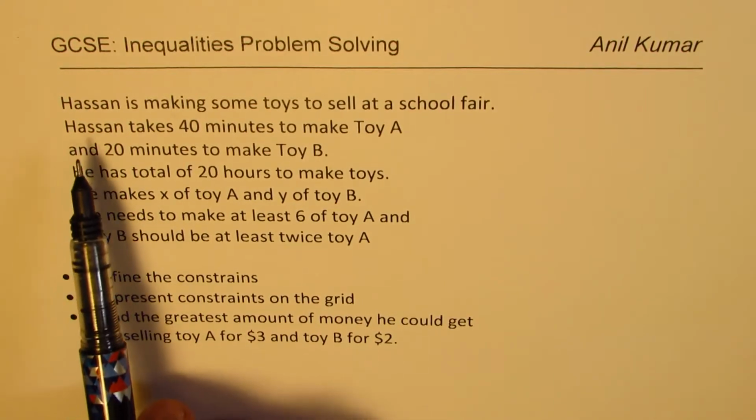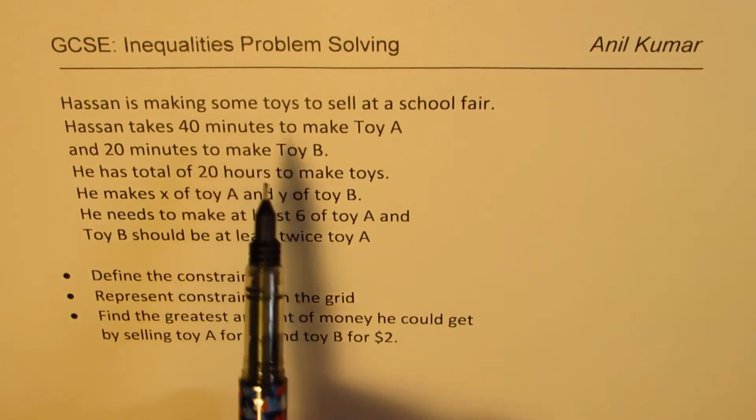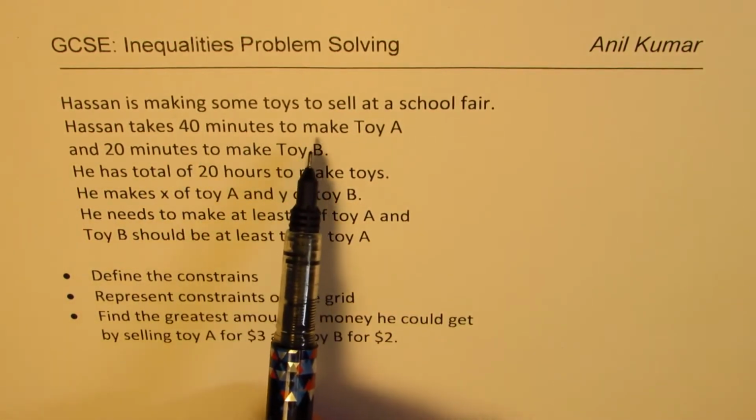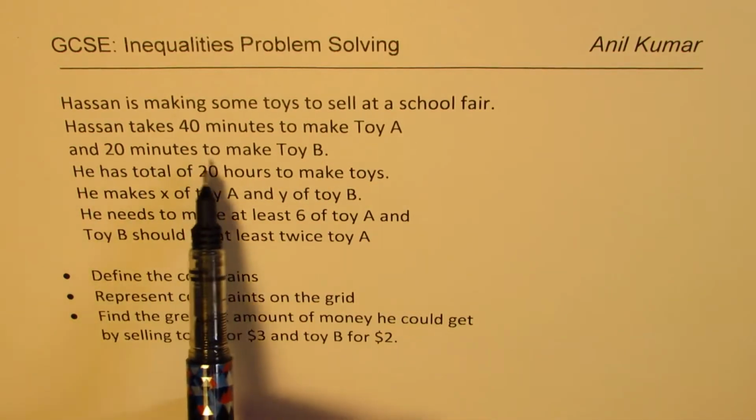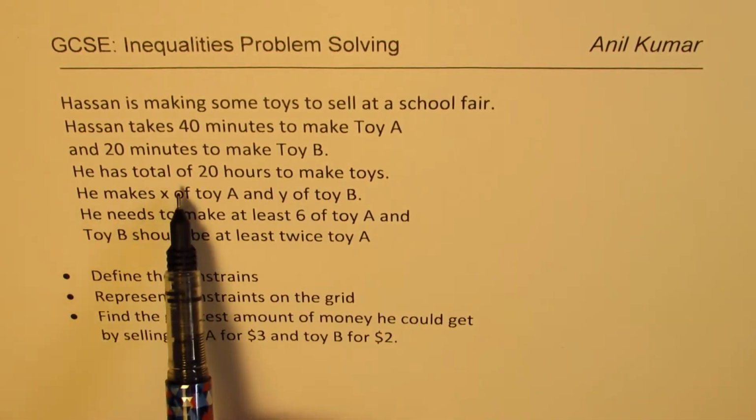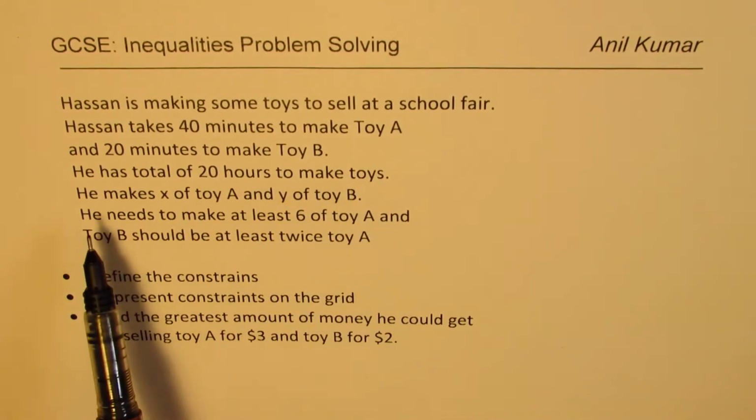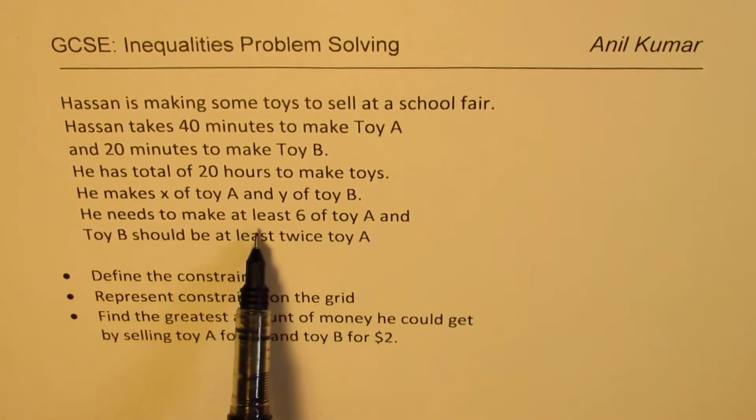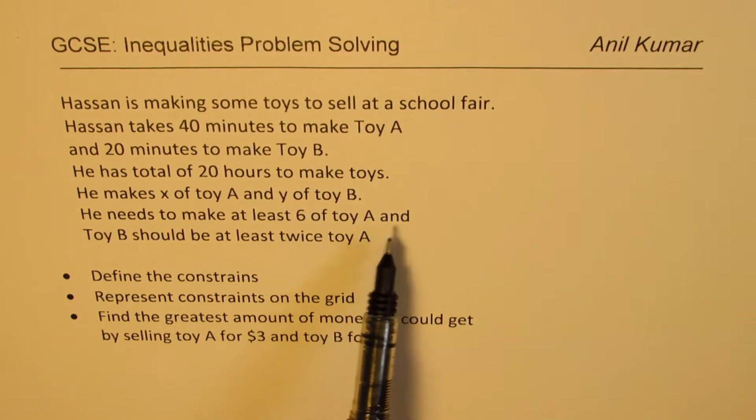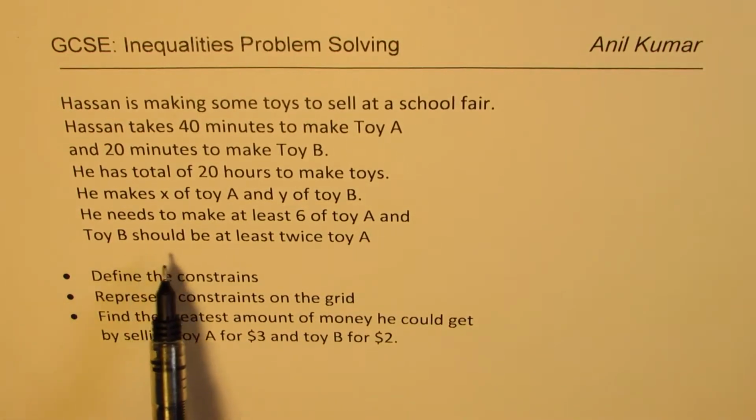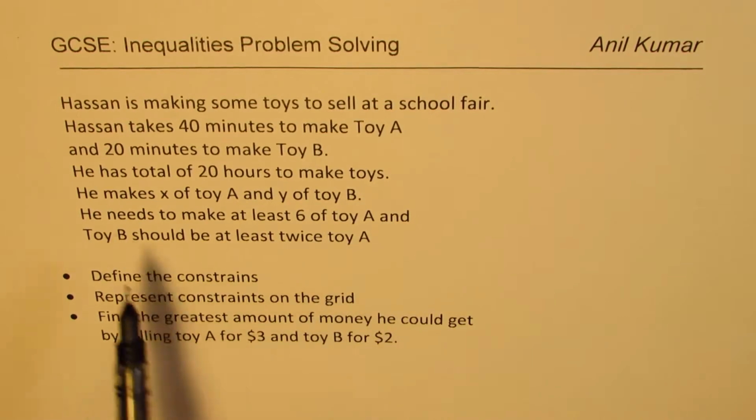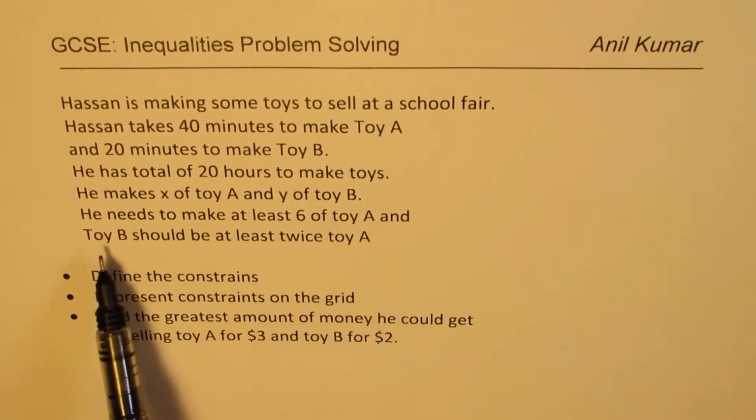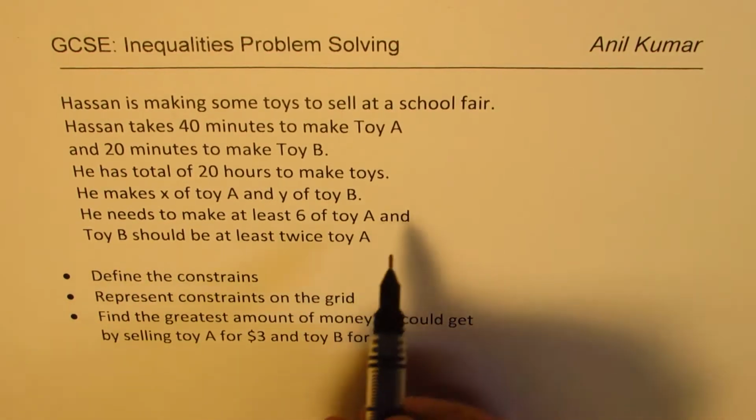The question is, Hassan is making some toys to sell at a school fair. Hassan takes 40 minutes to make toy A and 20 minutes to make toy B. He has a total of 20 hours to make toys. He makes X of toy A and Y of toy B. He needs to make at least 6 of toy A and toy B should be at least twice toy A. So this sentence is, he needs to make at least 6 of toy A and toy B should be at least twice the toy A.